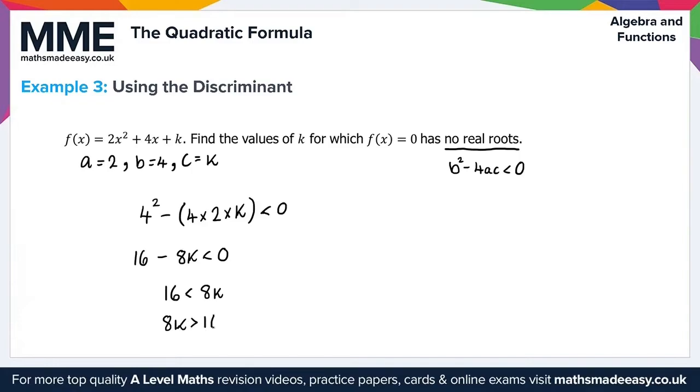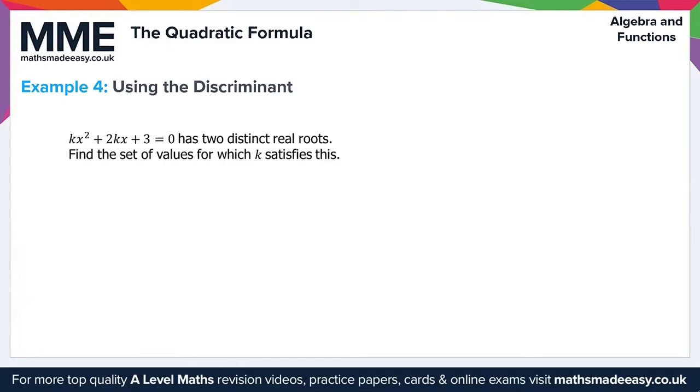Okay, these are equivalent. And therefore, if we just want the range of values of k that satisfy this inequality, then we just divide by the coefficient of k. So therefore, k is simply greater than 16 over 8, giving us 2. So that gives us the solution to example 3.